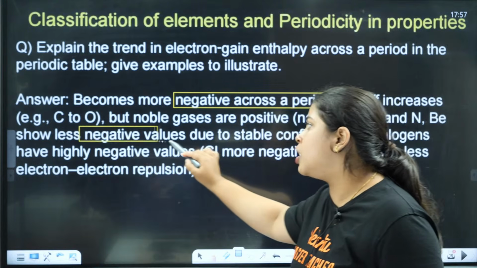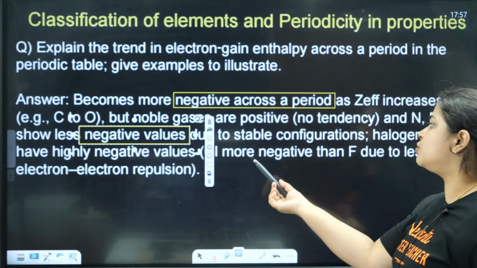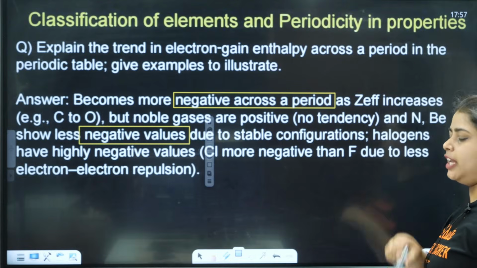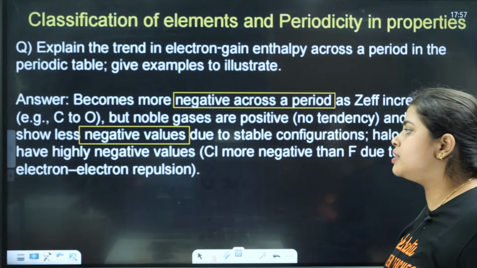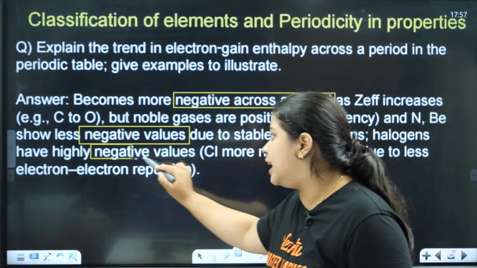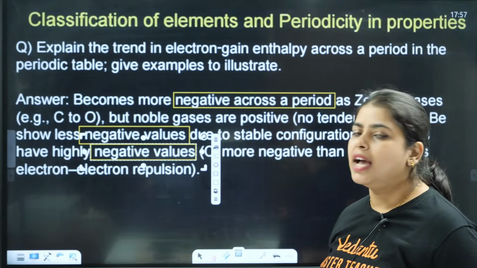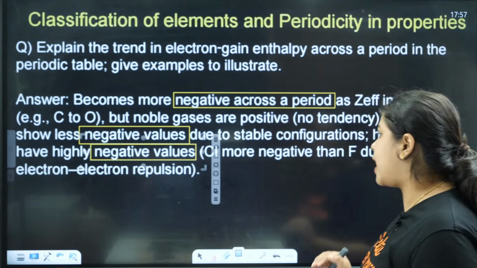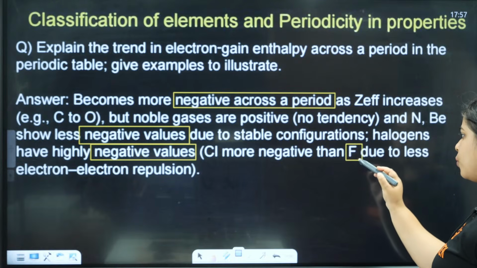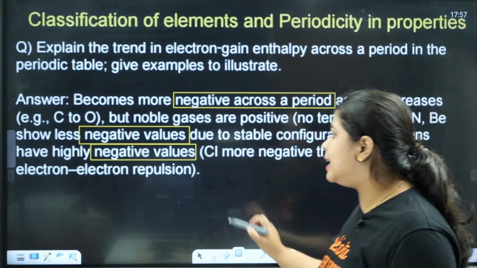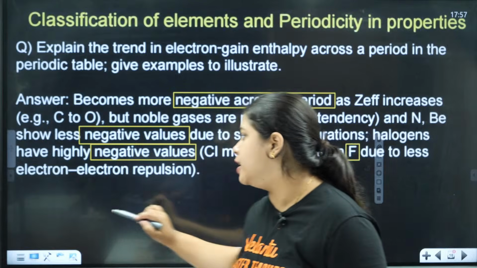It is having less negative values due to the stable configuration. And the halogens have highly negative values. Halogen is having what? Highly negative values. And chlorine is more negative than fluorine, due to less electron repulsion.